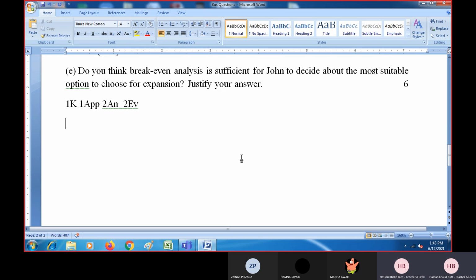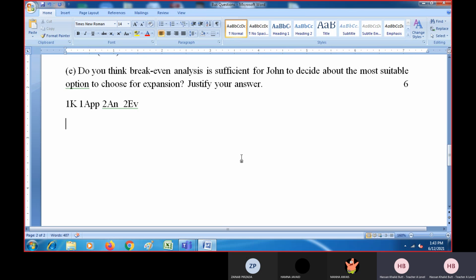First of all, do not address the statement of the question at the start. Never address the statement of the question in the beginning of your answer. Now, what does it mean? It means, if the statement is whether break-even analysis is sufficient for John or not, you won't say yes, break-even analysis is sufficient, or no, break-even analysis is not sufficient. If this is at the start of the question, it means nothing to the examiner.